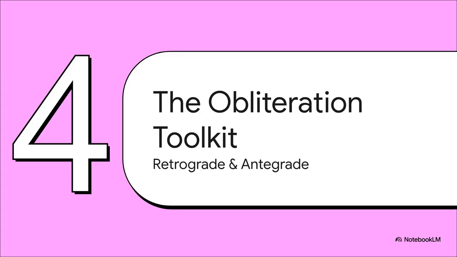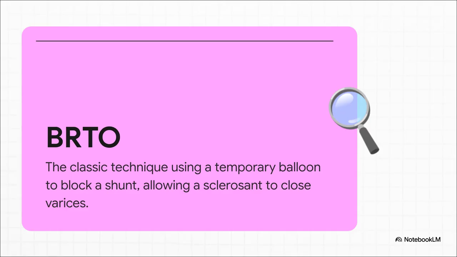Okay, so with that anatomical map in hand, let's take a look at the actual toolkit we use. This is a family of procedures that we call transvenous obliteration. The classic technique is BRTO, and the concept is really pretty elegant. You navigate a catheter backwards, that's the retrograde part, usually from the femoral or jugular vein, right into that gastrorenal shunt. Then you inflate a balloon to temporarily block the exit, and you inject a sclerosant. It's basically a chemical irritant that now has nowhere to go but backwards into the varices, which causes them to clot off and close for good.